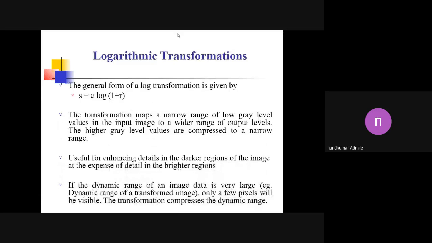Along with this concept, we can also study two important transformations. One is the logarithmic transformation and another is the power law transformation. Can anyone tell me the concept of logarithmic transformation? It is the concept of logarithmic transformation. For that we can take the example of our graph paper also. Yes, anyone?